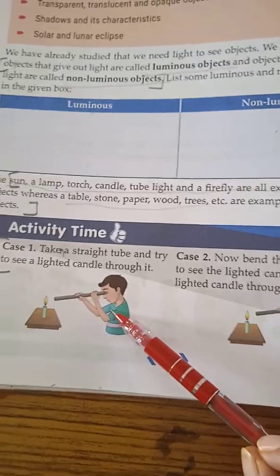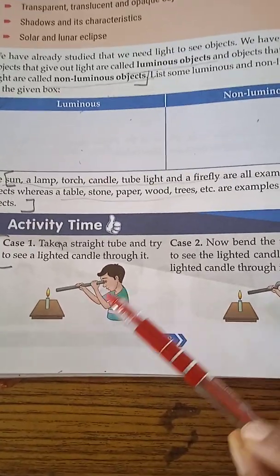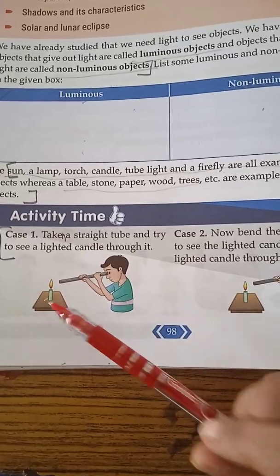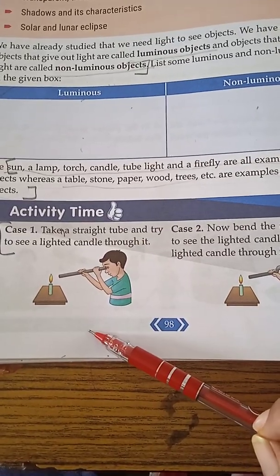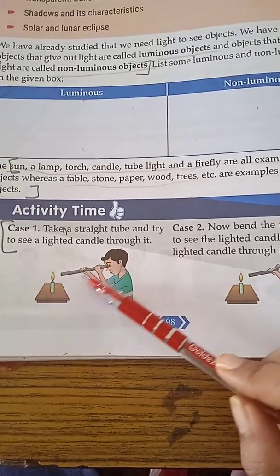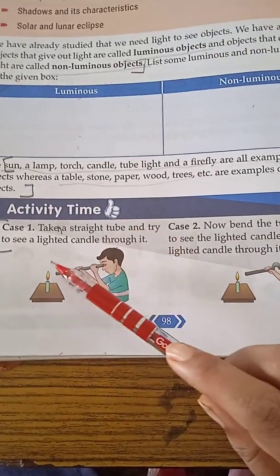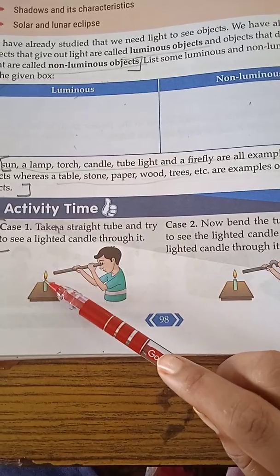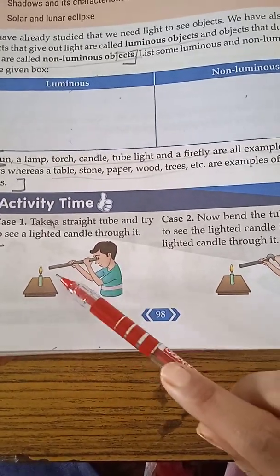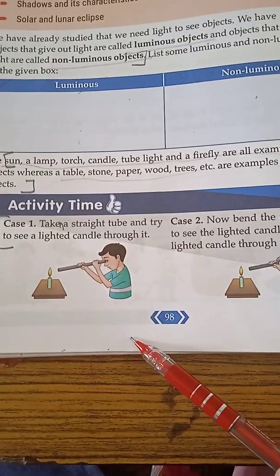Now you can see one activity time in your book. It is a very simple activity children. As you can see, you can perform it at home also. You have to place a lighted candle on the table. You have to take a straight rod and look at the flame of the candle. You will be able to see the light through this rod.